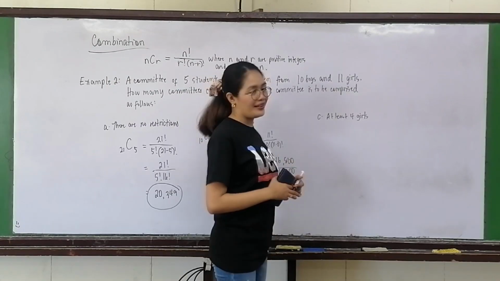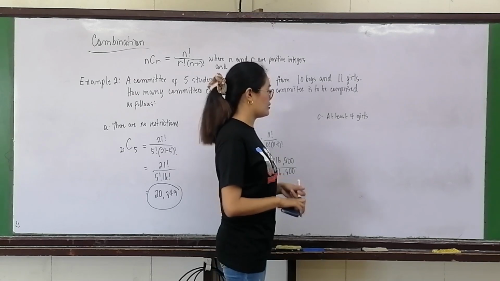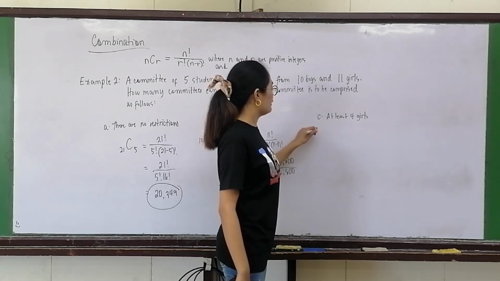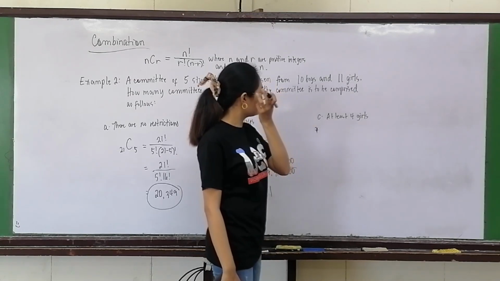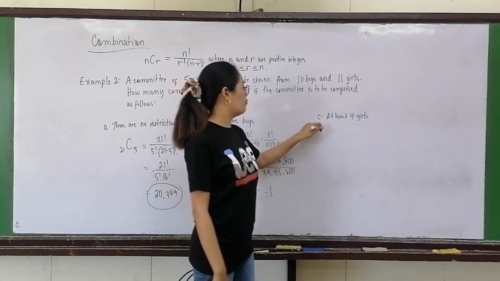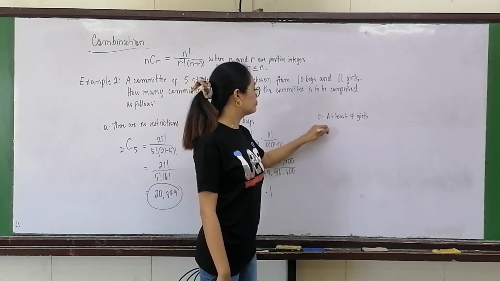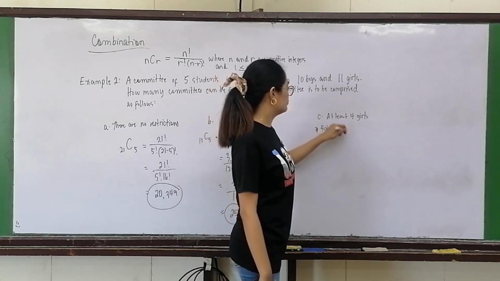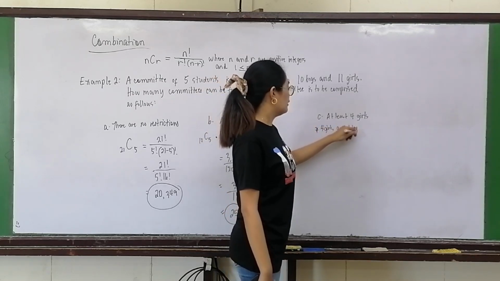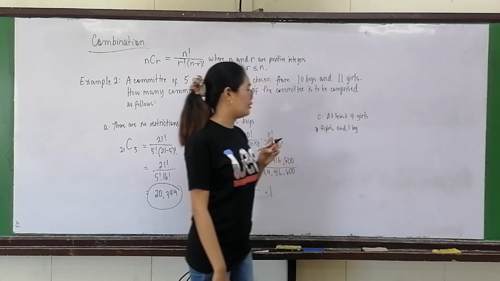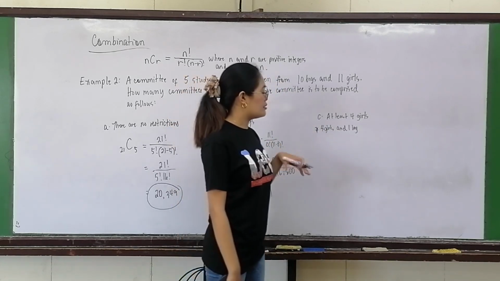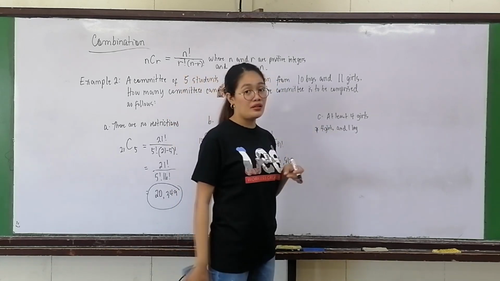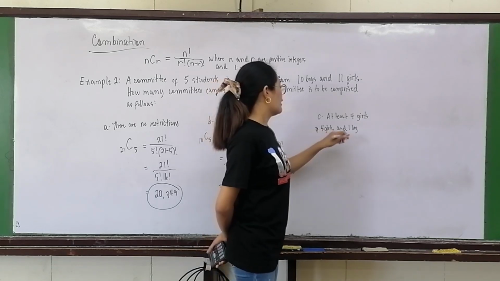Our third condition is at least 4 are girls. With this, we can have 2 possible cases. First, our committee can have 4 girls with 1 boy, since we will be having just 5 students in our committee.